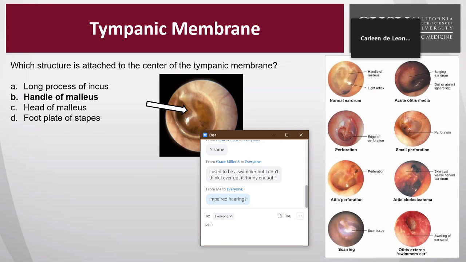So the inner ear is where the vestibular system is. So they usually have dizziness, like vertigo, things like that.